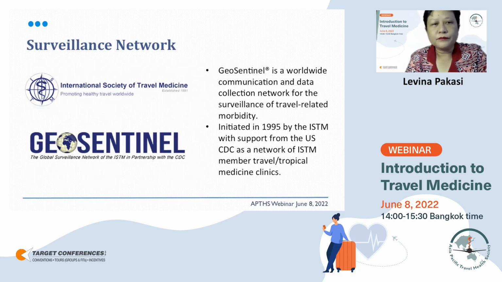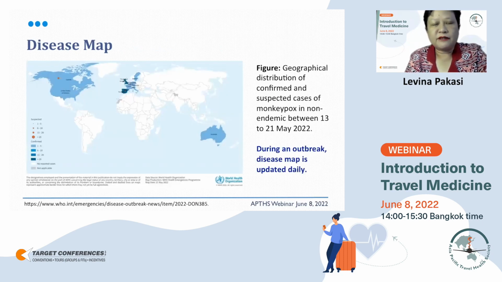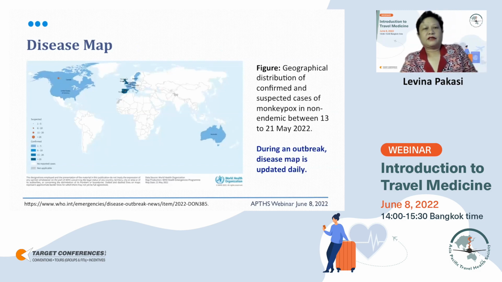Last is the disease map. This is, for instance, confirmed cases of monkeypox. Just to give you an example of what kind of disease information we can find on the internet.